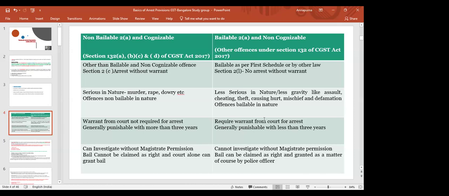Anyway, I have told this aspect. And it can be investigated even without magistrate permission, whereas in bailable offenses, it cannot be investigated without magistrate permission. So these are certain differences between non-bailable and bailable offenses.